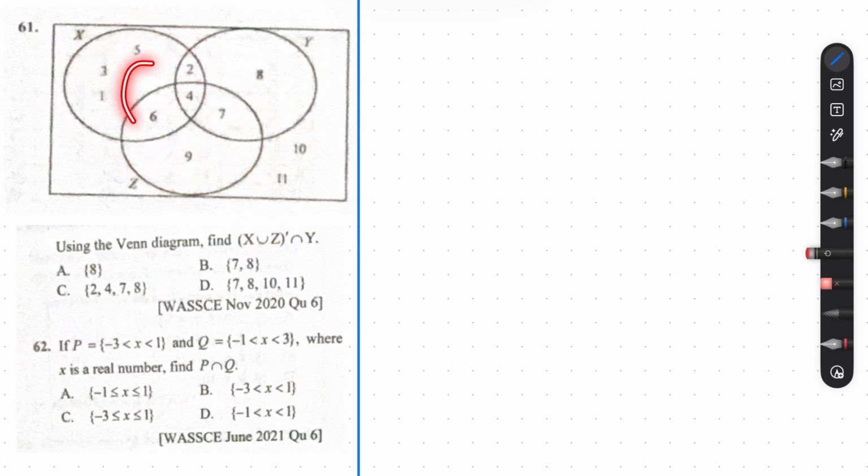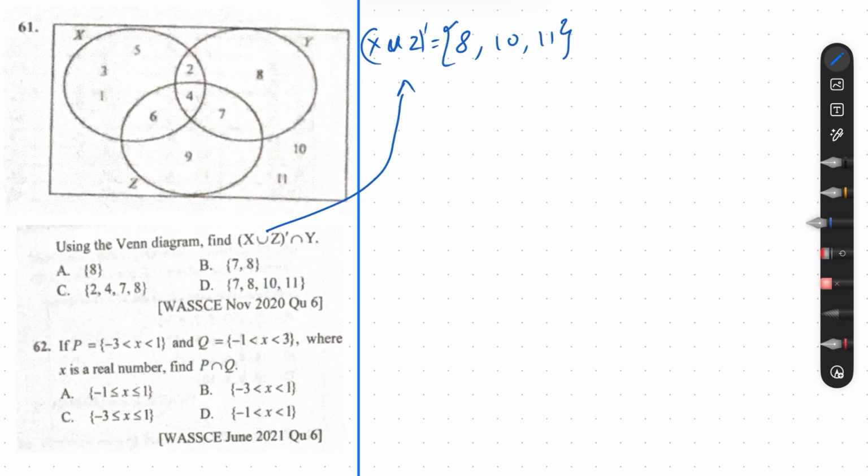So the complement will be what? Everything outside of here. That will be 8, 10, 11. Okay, that's the complement. So this one is 8, 10, 11. Okay, so now let's write it so you can see it properly. This side of x union z complement is 8, 10, 11. Okay, cool. Now we need to find that intersection with y.